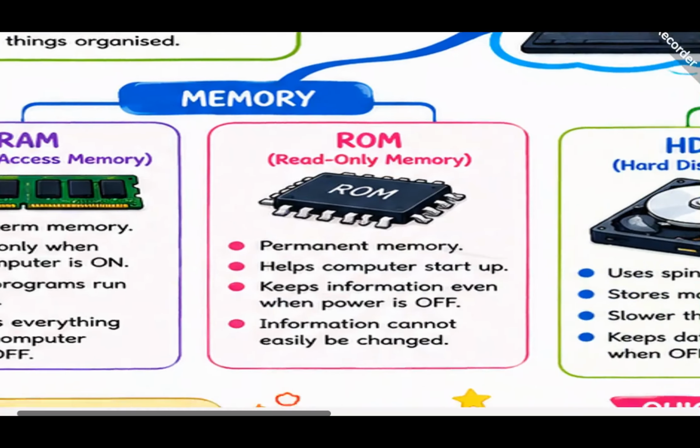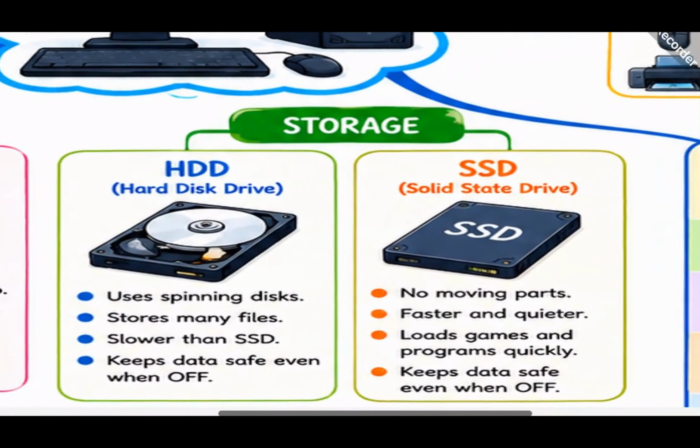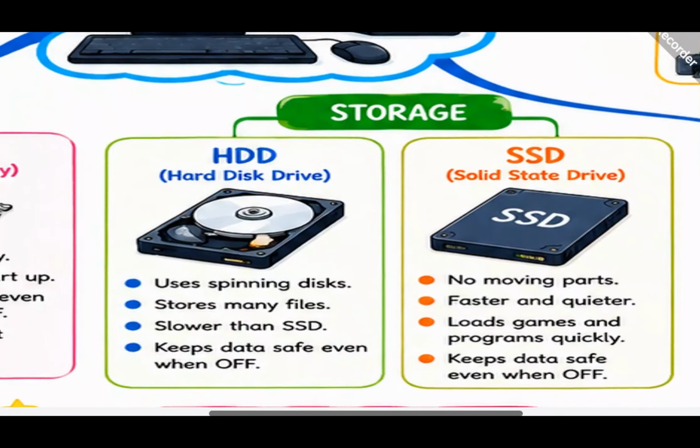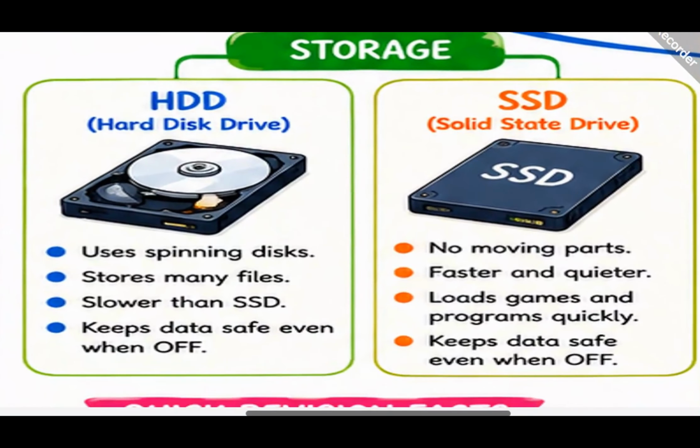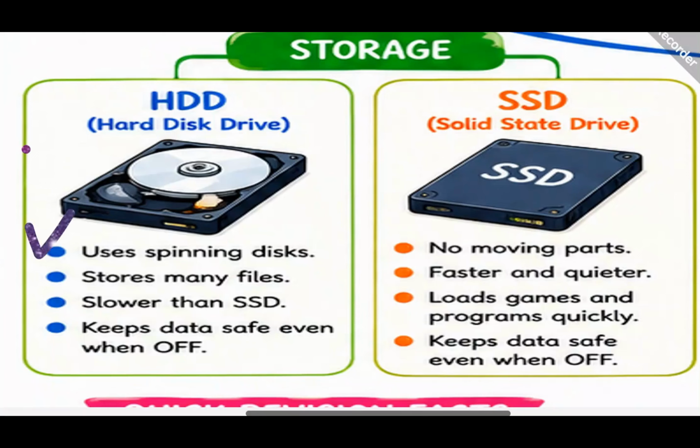Now we will study the next important component, that is storage of computer. Here in storage we have two components, hard disk drive and solid state drive. In the hard disk drive, HDD, we have a spinning disk that helps to retrieve the stored information, and it stores many files. It also keeps the data safe even when it is turned off.